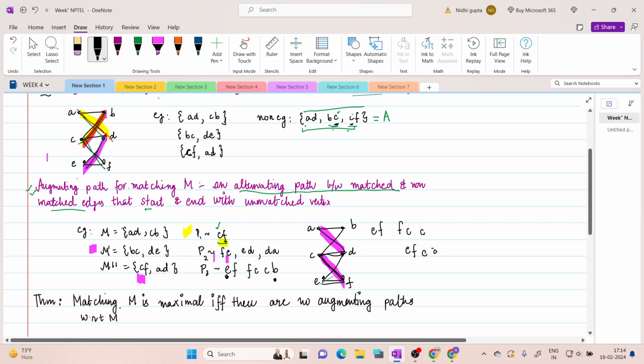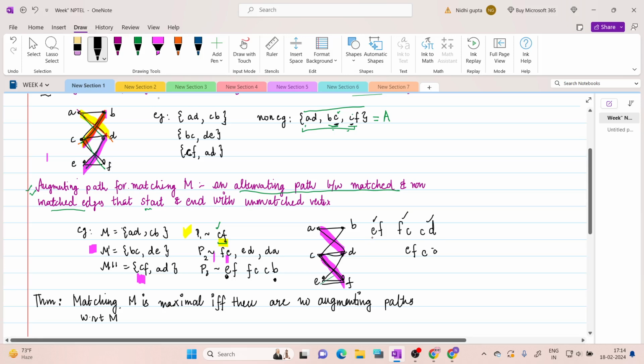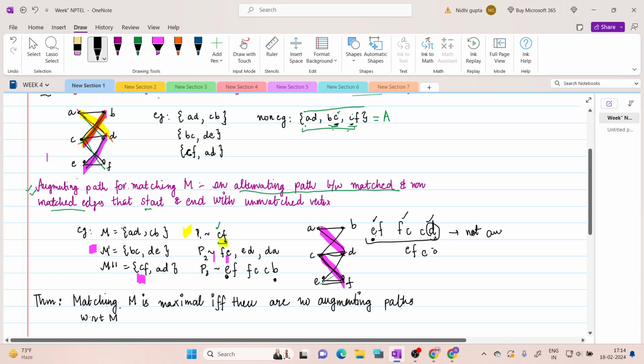EF, FC and CD. This path is alternating between unmatched edges, matched edges and unmatched edges. But it is starting with an unmatched vertex, but the D vertex is a part of the matching. Therefore it is a matched vertex, and it is not ending with an unmatched vertex. Therefore this is not an augmenting path. Yes, got it.